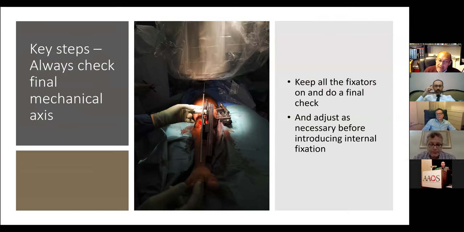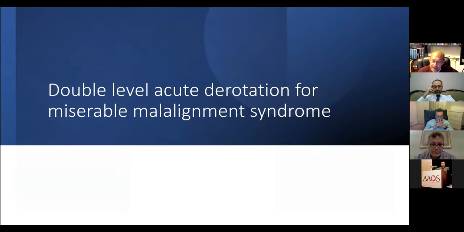And if the mechanical axis is suboptimal, you can perform the adjustments at each of the levels until you get the right correction. And finally, when you have got the right correction, you can substitute internal fixation and then remove the external fixators. So I'm going to show you two examples.